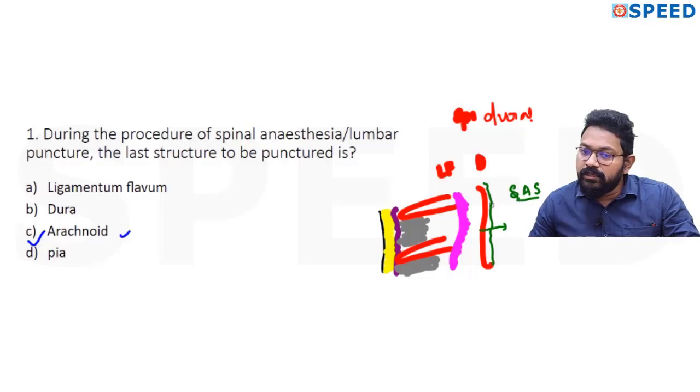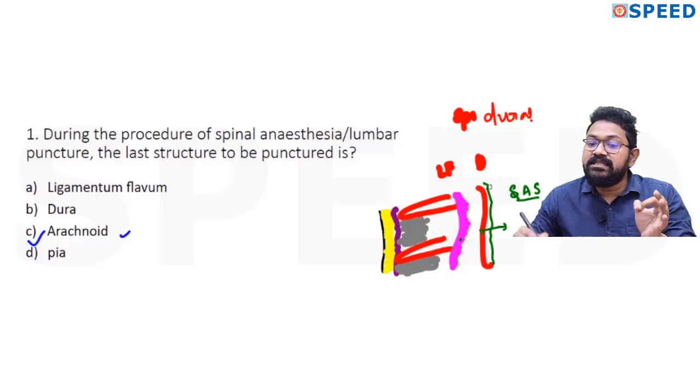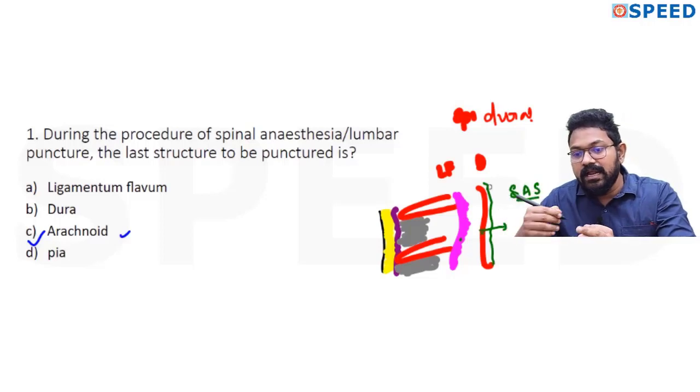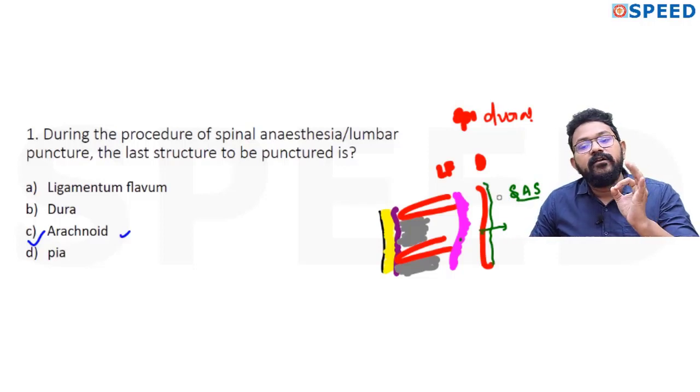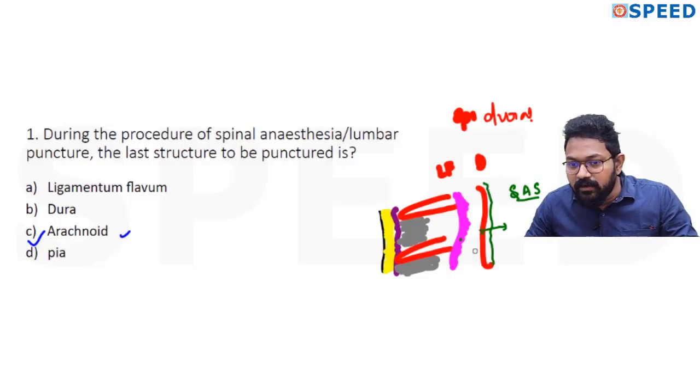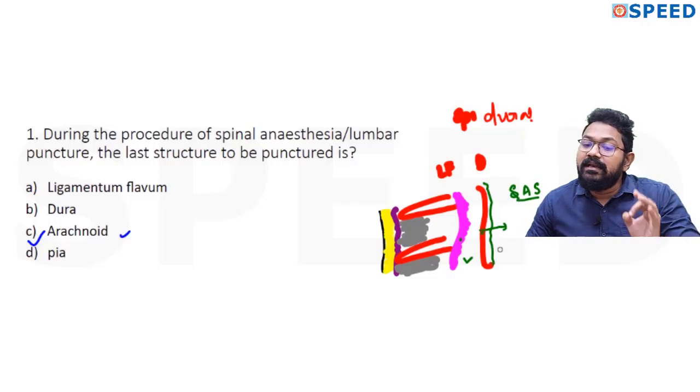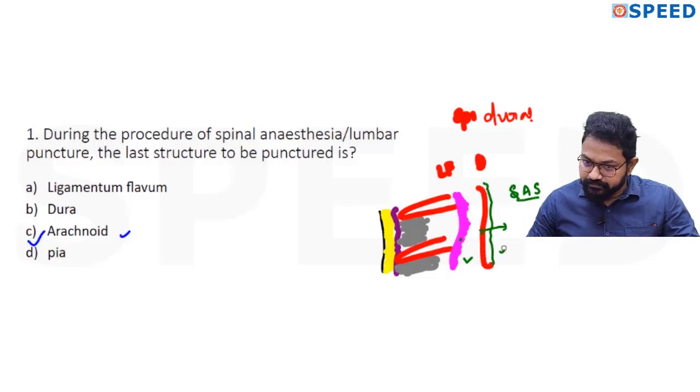So I have told you about two important spaces. One space is formed between the ligamentum flavum and the dura, and that is what is called the epidural space. And one space is present beneath the arachnoid membrane, outside the pia membrane. This is what is called the subarachnoid space. If you are performing epidural anesthesia, you will perform it here. If you are performing spinal anesthesia, you will perform it here, right?